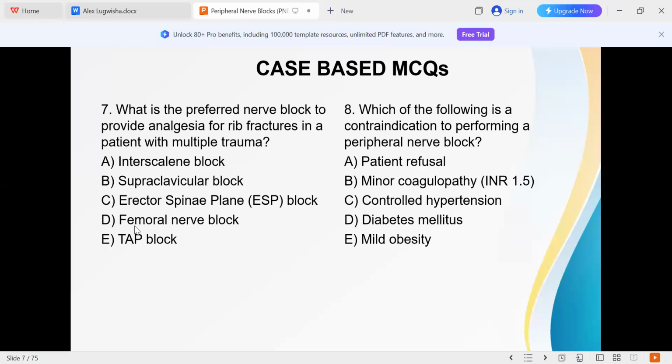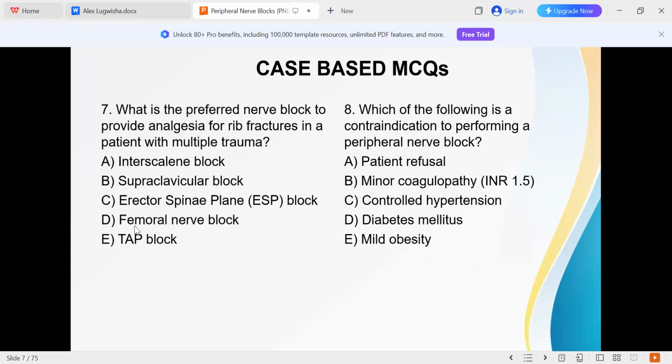All right, what is the preferred nerve block to provide analgesia for rib fractures in a patient with multiple trauma? Interscalene block, supraclavicular, erector spinae plane block, femoral nerve block, TAP block. C, erector spinae. Beautiful. C. Which of the following is a contraindication to performing a peripheral nerve block?